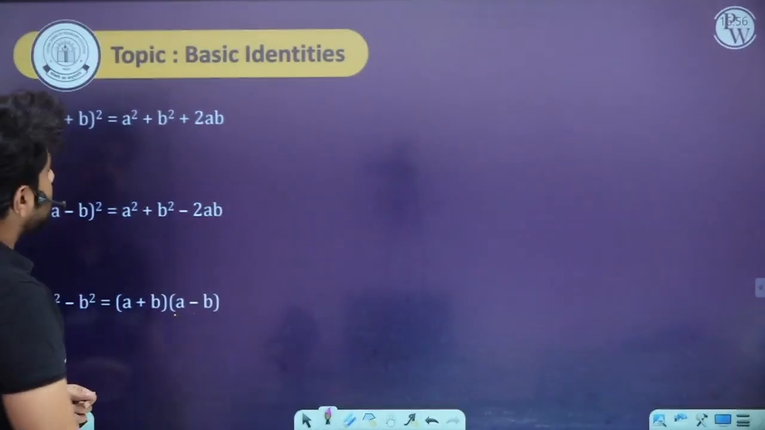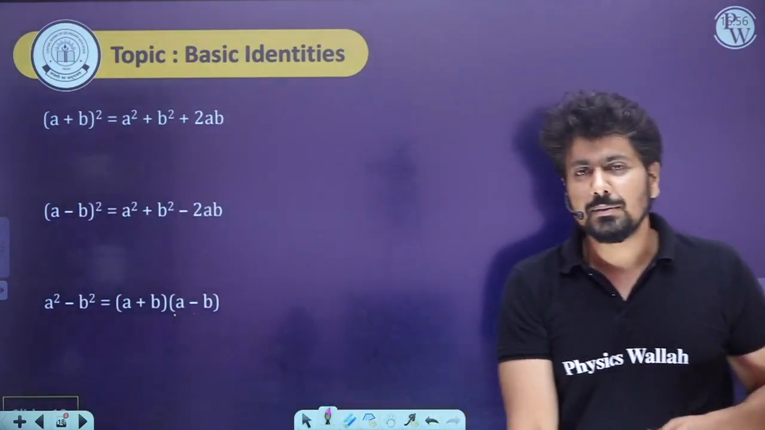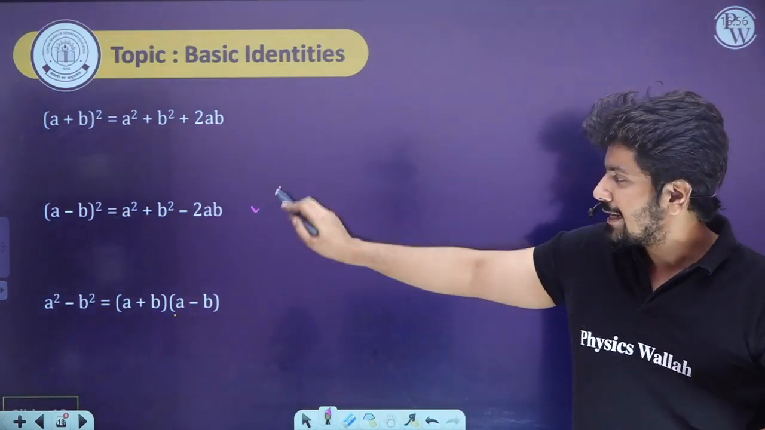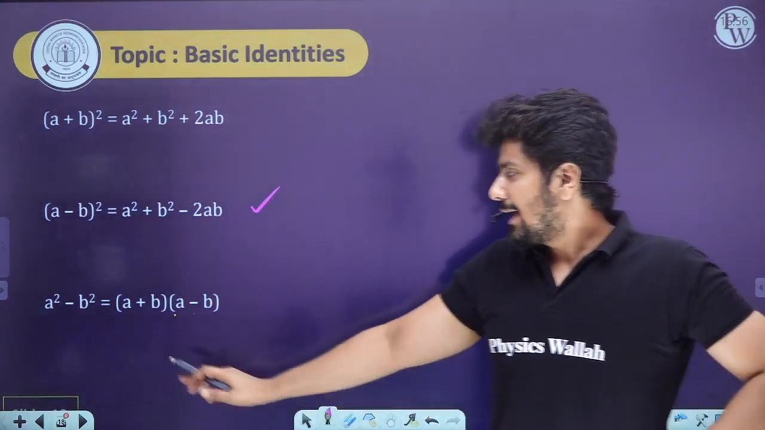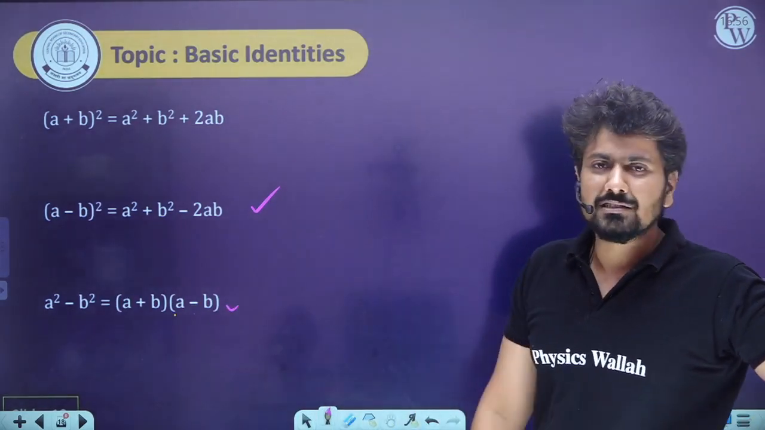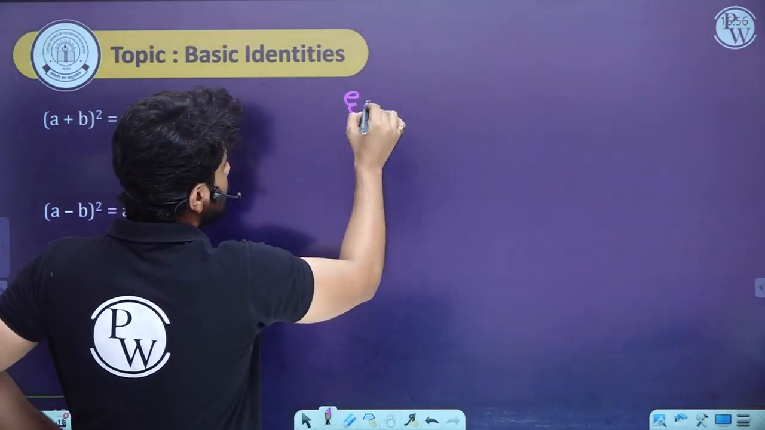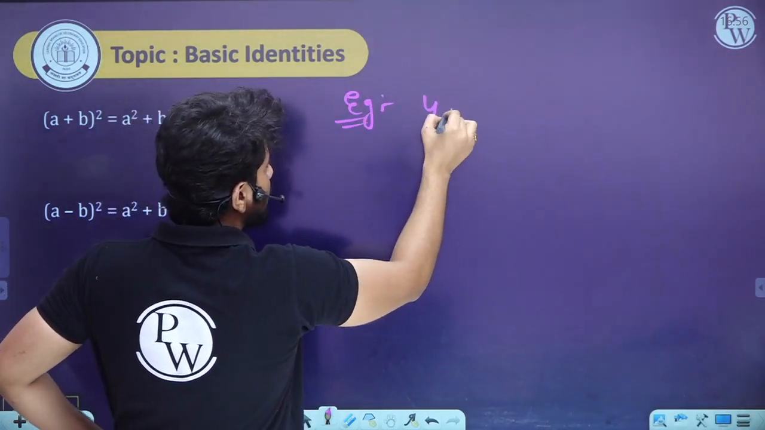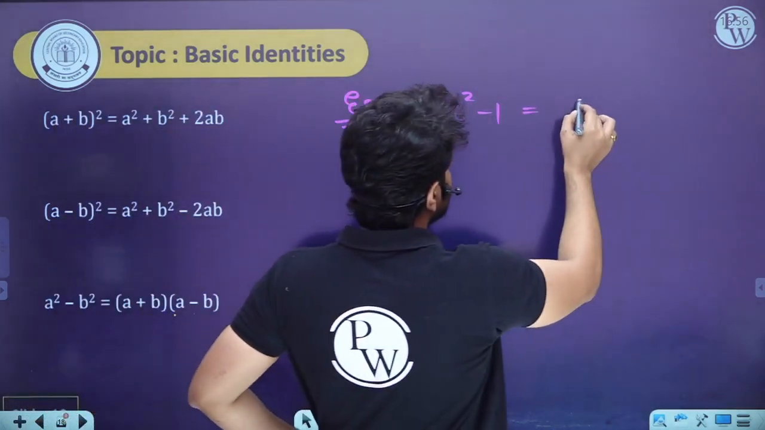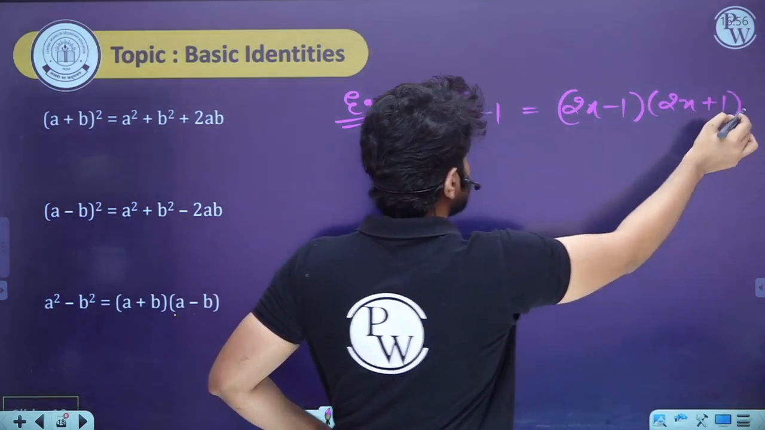Some basic identities which you should already know: a plus b whole square is a square plus b square plus 2ab. A minus b whole square, everybody knows this as well, is a square plus b square minus 2ab. A square minus b square has two factors, a plus b into a minus b. You should be able to factorize these kinds of expressions. If I ask you how to factorize 4x square minus 1, can you make the two factors for this one? Everybody is able to make two factors. One is 2x minus 1, another is 2x plus 1.